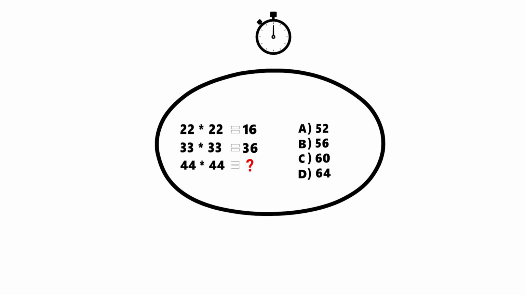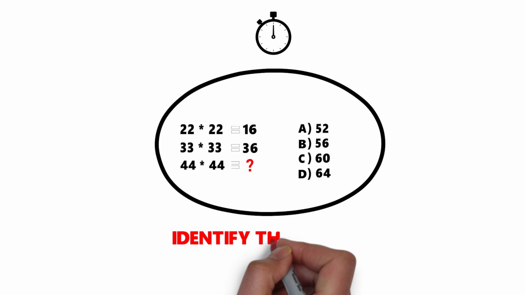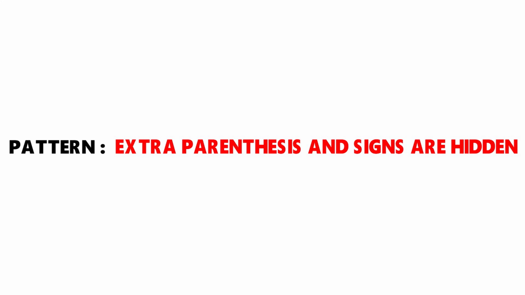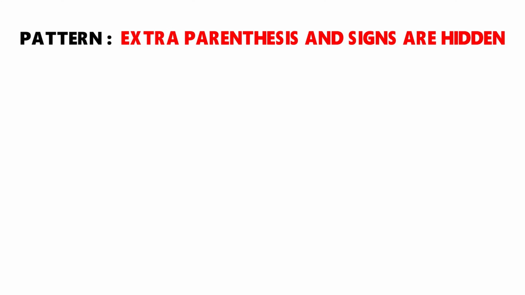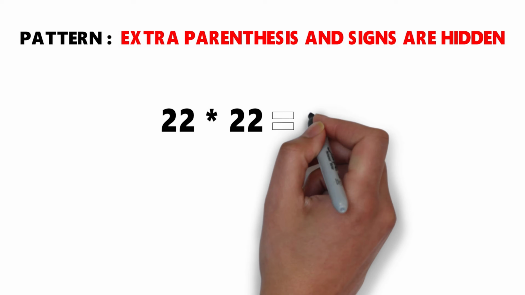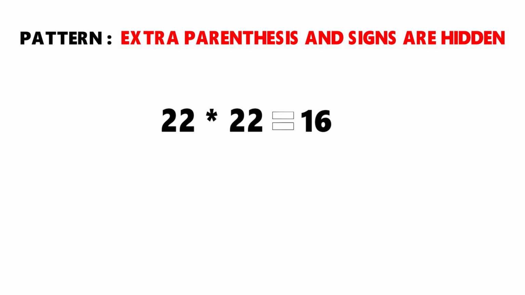Typically, to solve these types of problems, you need to identify the pattern. And in this particular case, the pattern is that the signs and parentheses are hidden in between digits and are not presented on the screen. Let's look at the first two examples. 22 multiplied by 22 equals 16. It is not obvious because it doesn't go along with the rules of conventional math.